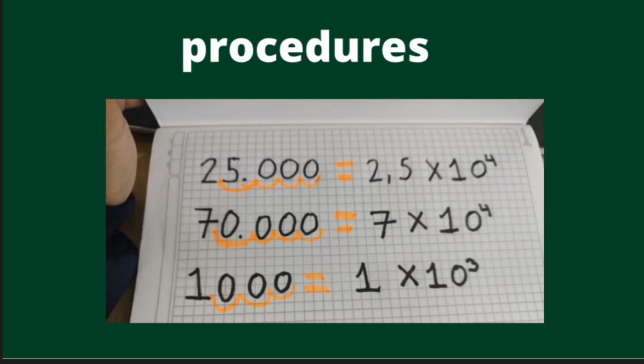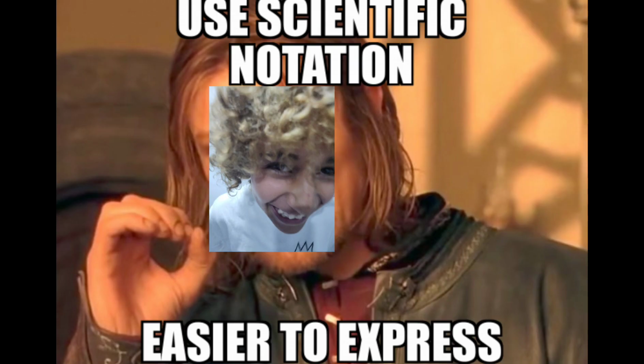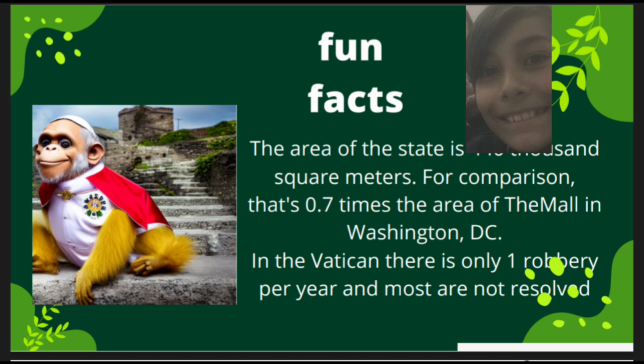So in the next slide, what is scientific notation? Scientific notation makes numbers easier to express. The scientific notation is the way to write very large or very small numbers. A number is written in scientific notation when a number between 1 and 10 is multiplied by a power of 10.